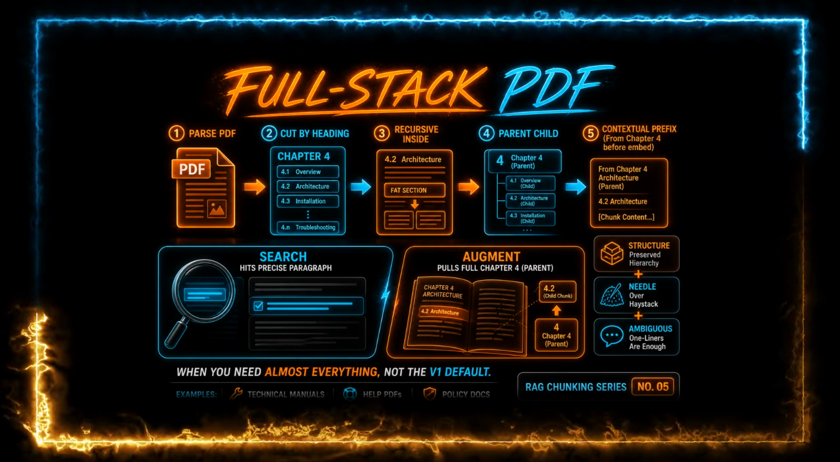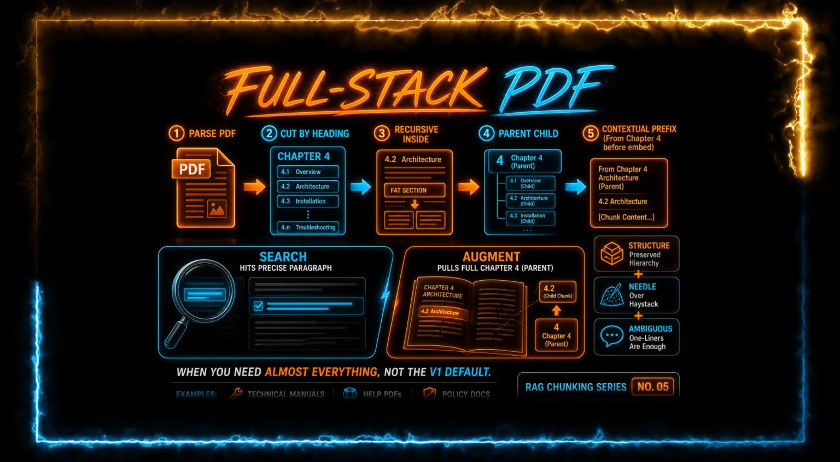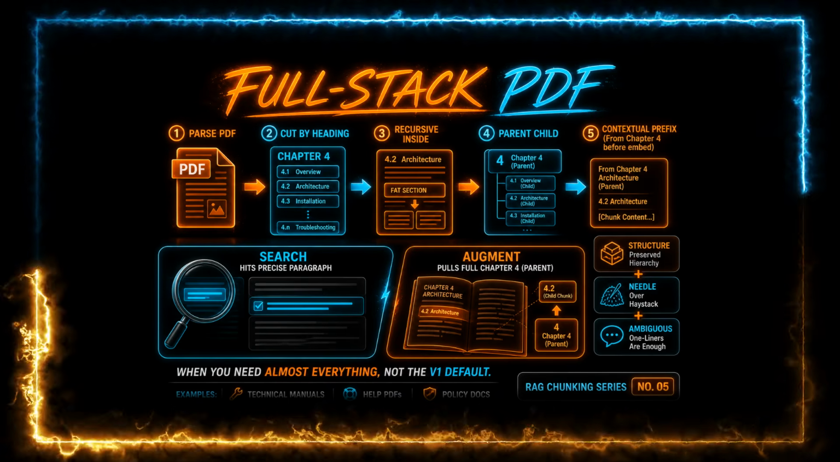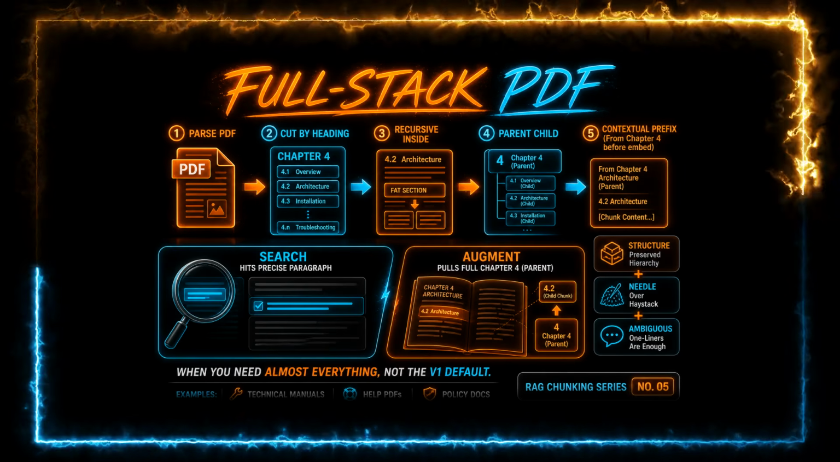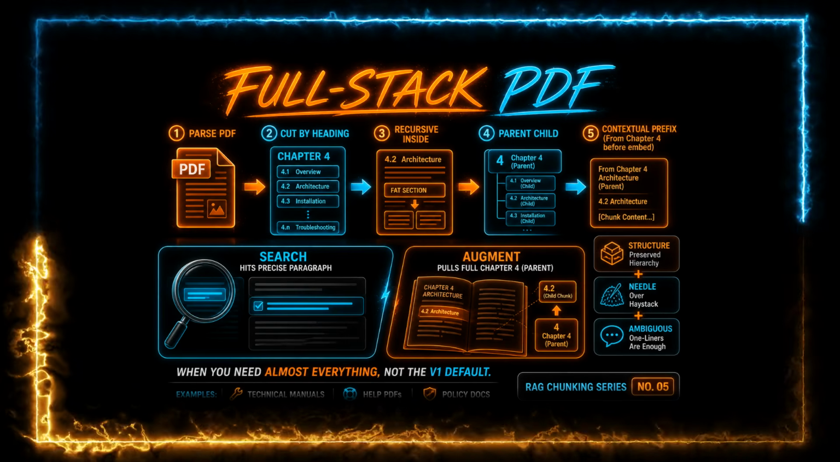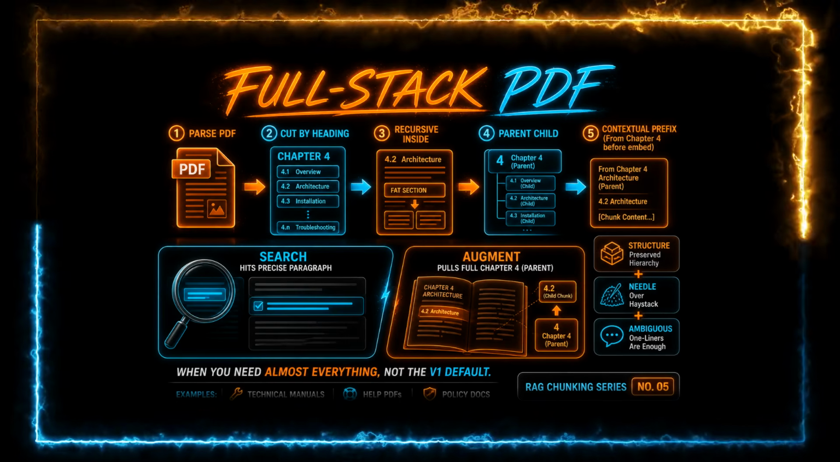Full stack PDF example: one end-to-end hybrid on a real manual. Parse the PDF, cut by heading into sections, recursively shrink fat sections, index small children linked to the section parent, and prepend a contextual line on each child before embed. Search hits the precise paragraph. Augment can pull Chapter 4. Vectors know they live under that chapter.